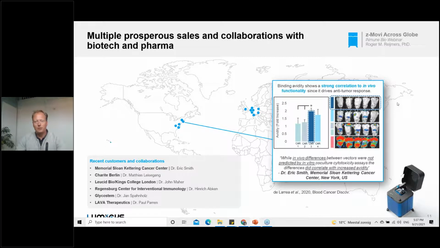peer-reviewed publications as shown here, where for a CAR T-cell product, highest avidity correlated with highest tumor cell clearance in a mouse model, where they show that the in vivo differences, and this was in the lab of Eric Smith at MSKCC, that the in vivo differences between the vectors were not predicted by in vitro assays, but they did correlate with the cellular avidity measured by Z-Movi.